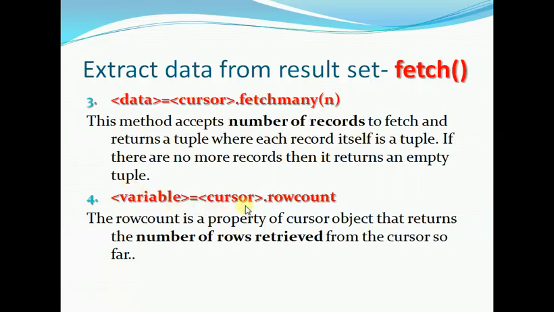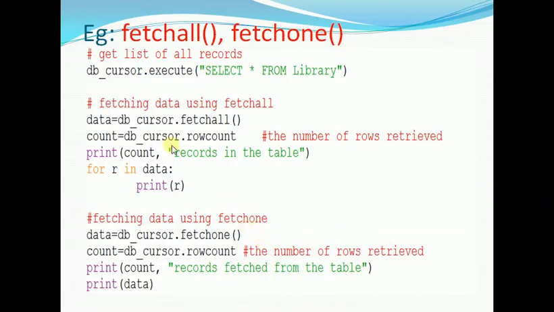Now we have a useful property of cursor, that is rowcount. This rowcount returns the number of rows retrieved. How many rows we retrieve is mentioned by this rowcount. So using these fetch functions and rowcount, you can do the programs. Let's see some example programs. Fetchall, let's see first.